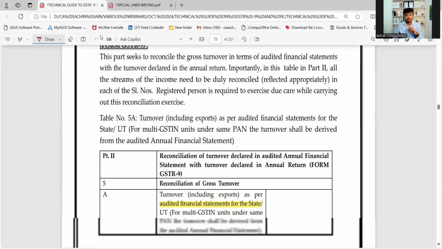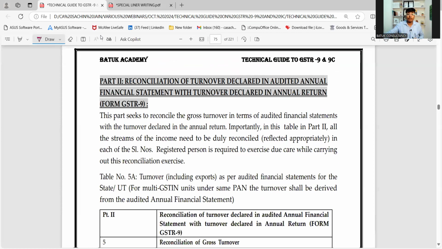Now, the second part: reconciliation of your turnover. In such a scenario, I am just going to discuss it, because there are multiple clauses. I am going to discuss each and every clause.